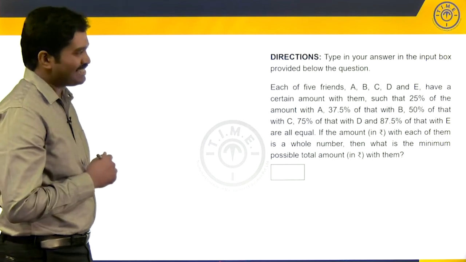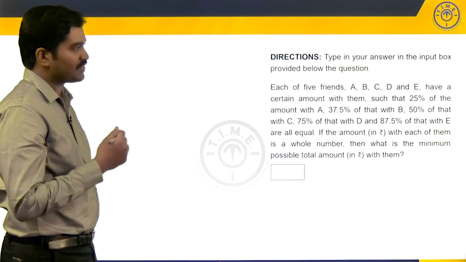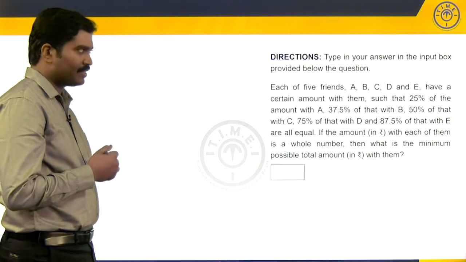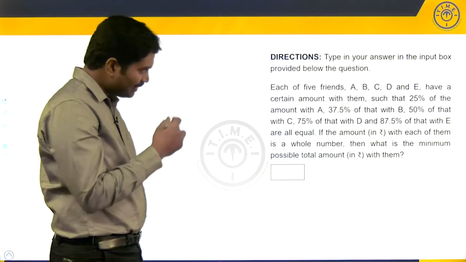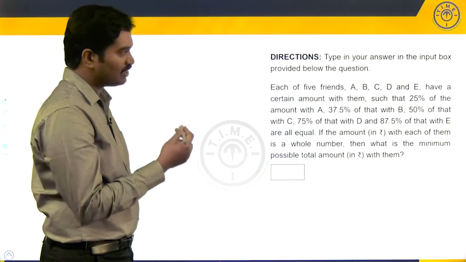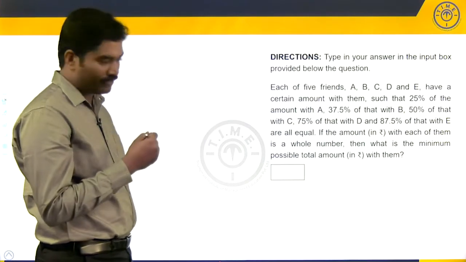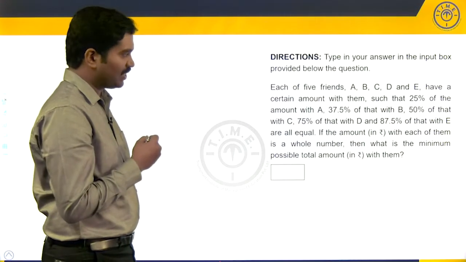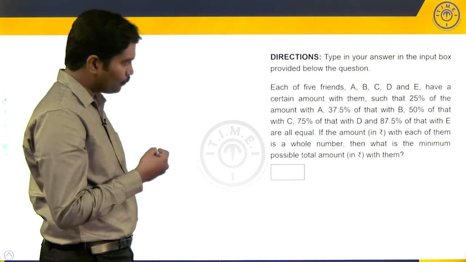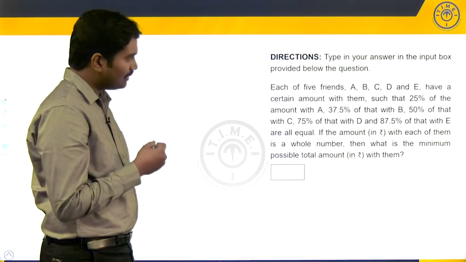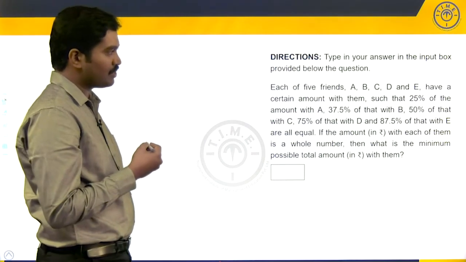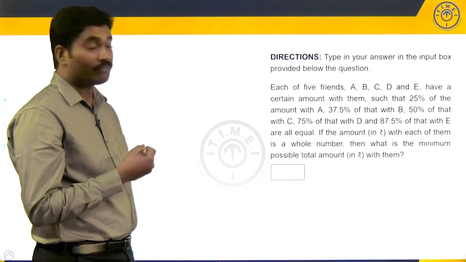Each of 5 friends A, B, C, D and E has a certain amount with them such that 25% of the amount with A, which is 1/4 of the amount with A, 37.5% of that with B, which is 3/8 of the amount with B, 50% of that with C, half of C, C by 2, 75% of that with D, that would be 3/4 of D, and 87.5% of that with E, 7/8 of the amount with E.